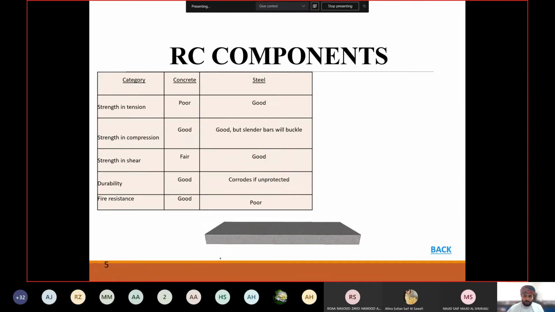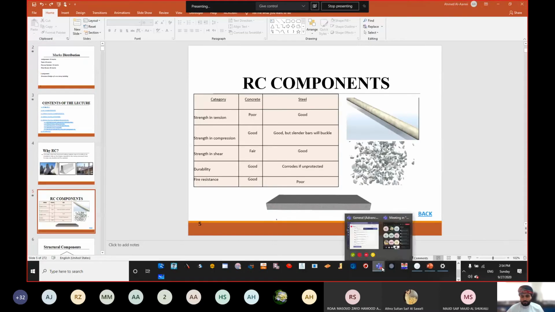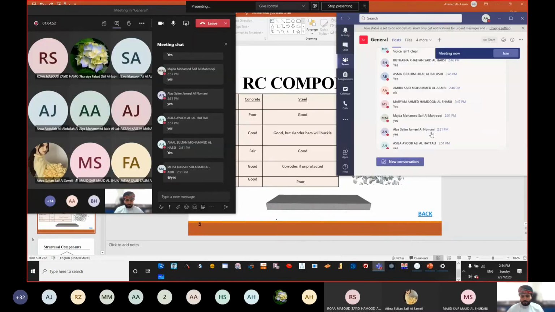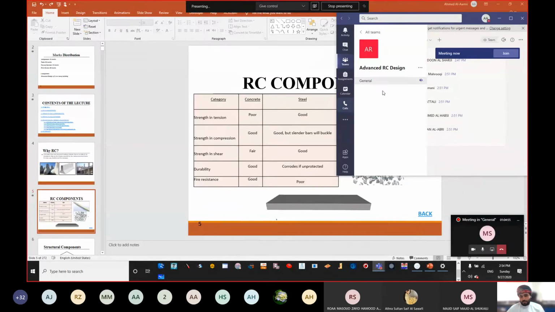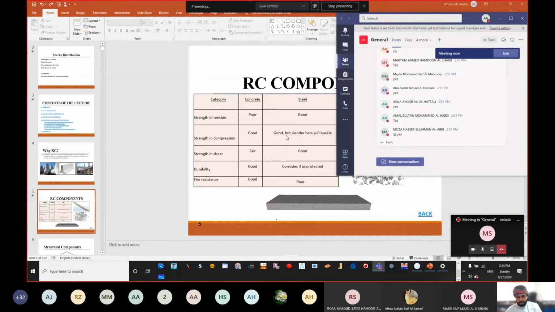Okay. Now, let me just check any questions. Okay. Now the part we need to discuss is the strength in terms of shear. Why this is good and why this is not good. Why is concrete not that good for shear, and why is steel good for shear? What do you think?